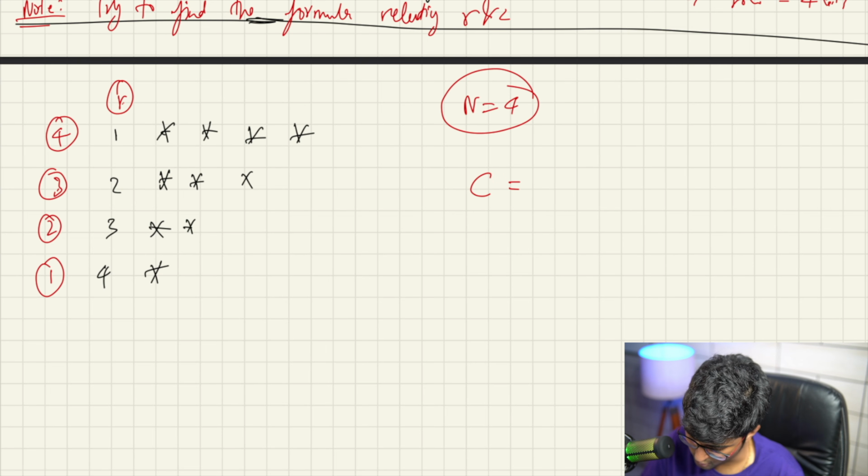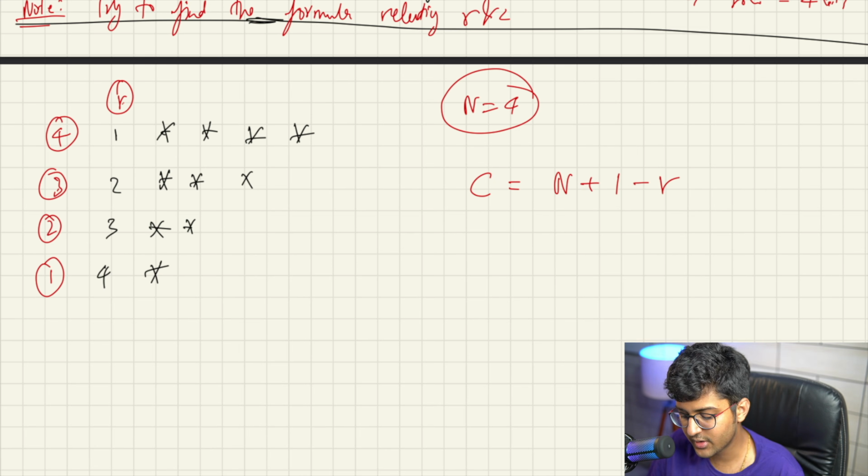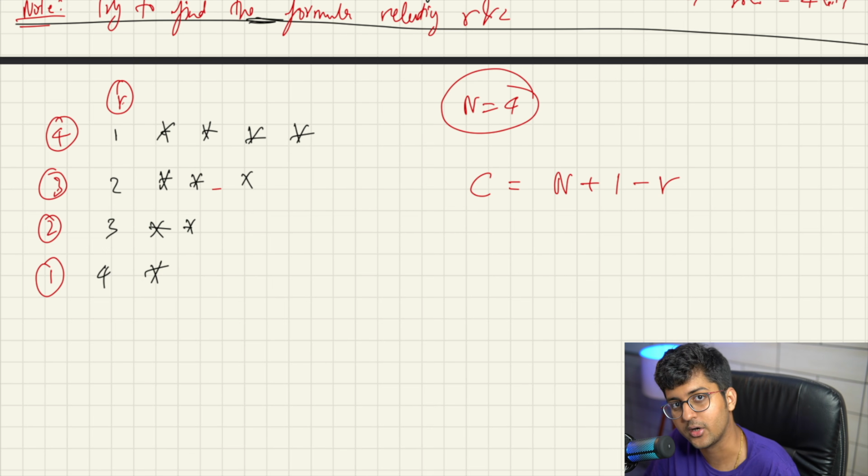column is equal to what? Here n is equal to 4. So this is actually equal to n plus 1 minus R. This is just from common sense. N plus 1 minus R. Kunal, how did you know it was n plus 1 minus R? Because first it was n minus 1, n minus 2, n minus 3. So this minus 1, minus 2, minus 3 is what? R.